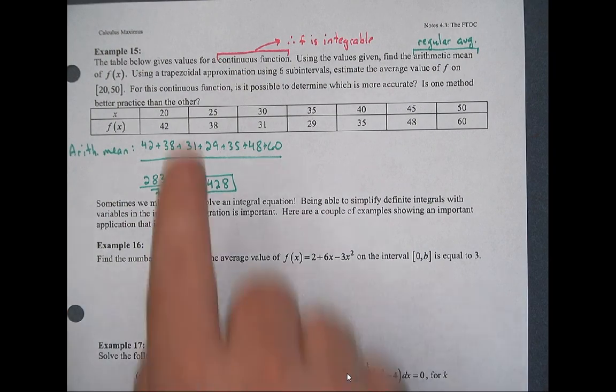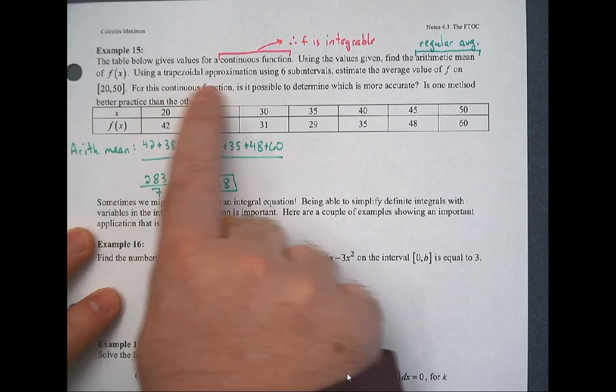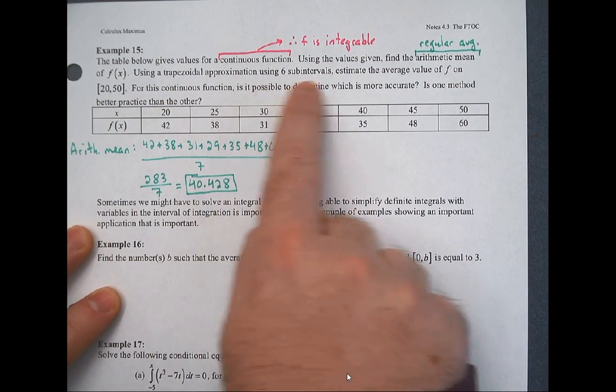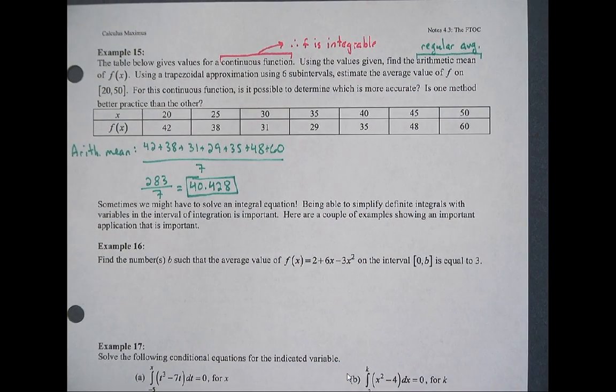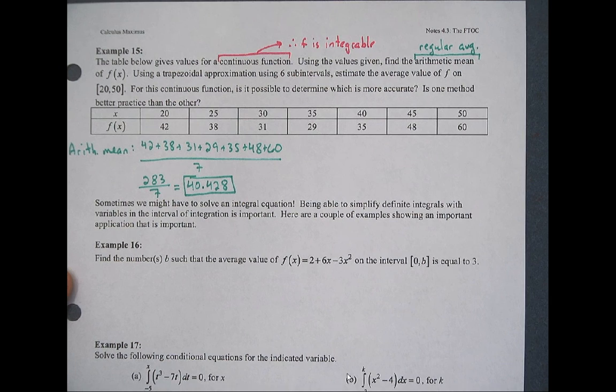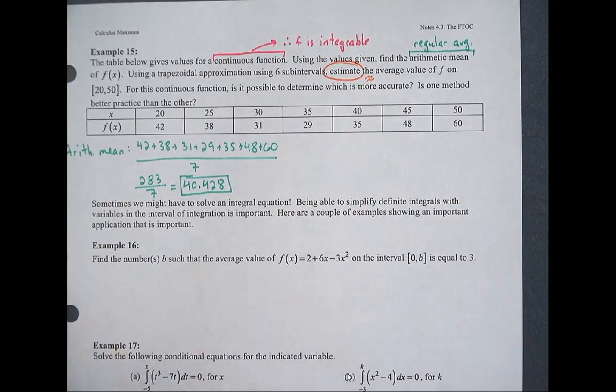Now we're going to use a trapezoid approximation using 6 subintervals. Let's see if that fits with what we have. 1, 2, 3, 4, 5. Yep, 6 subintervals. Be careful here. This is an estimate, which means you're going to need to use some approximately somewhere in this problem.